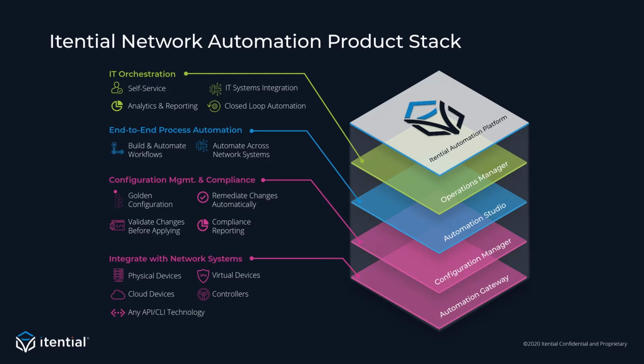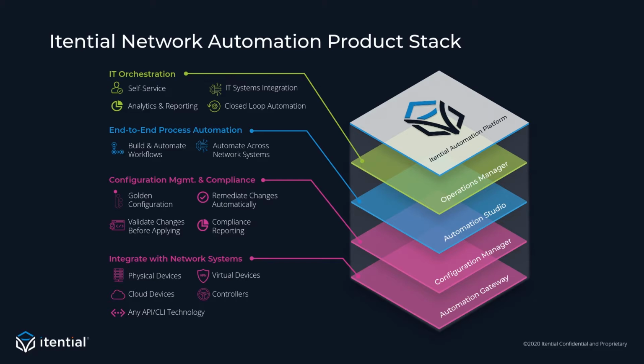And then the last layer is Operations Manager, which gives you a control dashboard view of what's happening with respect to the automations that are running in your organization. In addition to that, it has a job manager that allows you to enable things like self-service networking, closed loop automations, and stuff like that on your network as well.